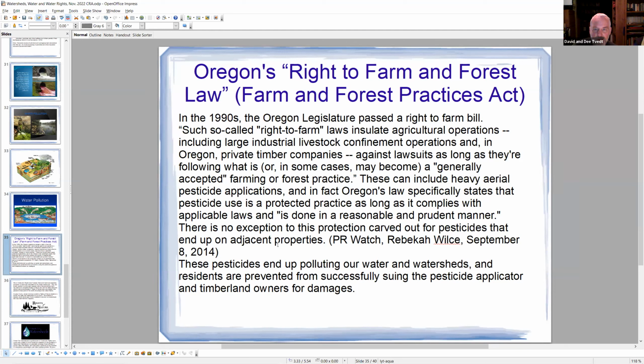farming or forest practice. These can include heavy aerial pesticide applications, and in fact, Oregon's law specifically states that pesticide use is a protected practice as long as it complies with applicable laws and is done in a reasonable and prudent manner. There is no exception to this protection carved out for pesticides that end up on adjacent properties. These pesticides end up polluting our water and watersheds, and residents are prevented from successfully suing the pesticide applicator and timberland owners for damages.